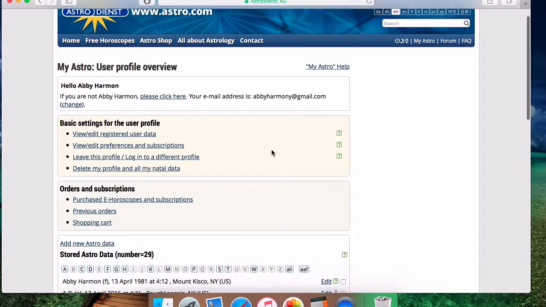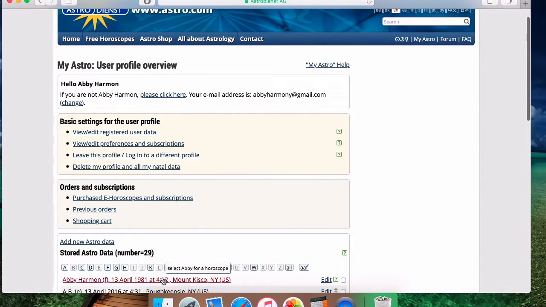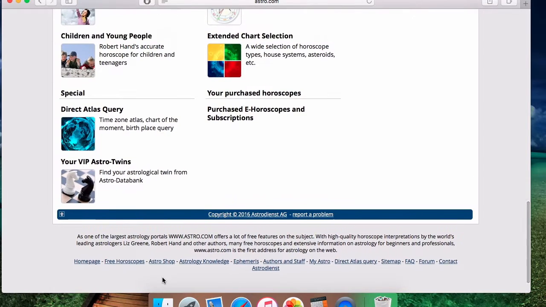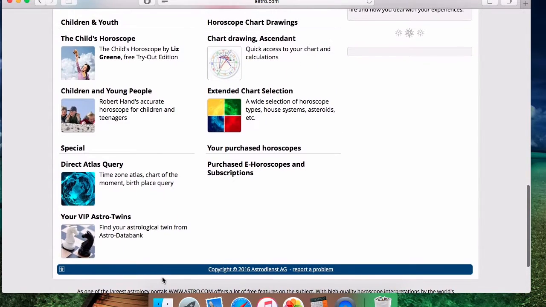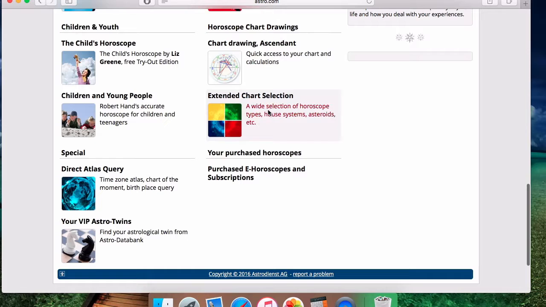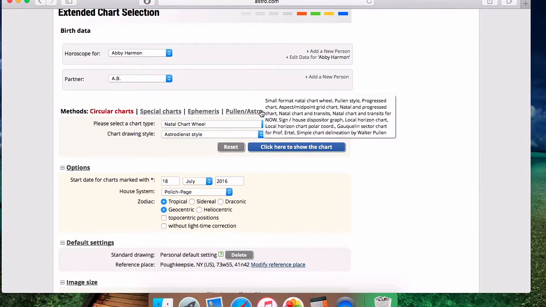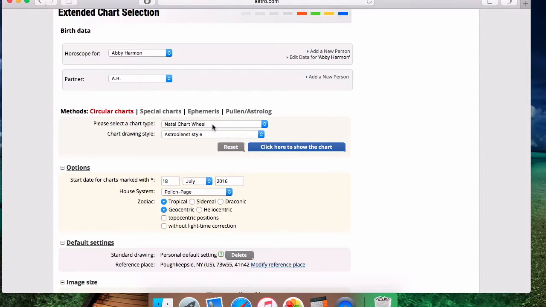And I'm actually going to bring up my own chart, which is the first one, because I have intercepted planets and signs. And I'm going all the way down to extended chart selection. Okay. And I'm just going to bring up my natal chart wheel.